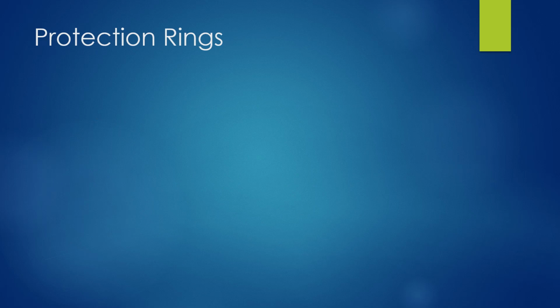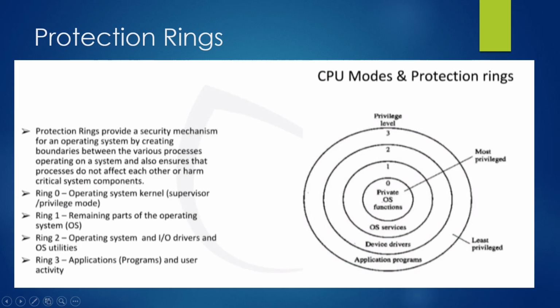In this slide, we will be discussing protection rings. Here we have a diagram showing how the protection ring functions. If we look to the right of the slide, this section is CPU modes and protection rings. You can see it looks sort of like a bullseye with the center and outer rings expanding from the center ring. The innermost center ring is known as ring 0.